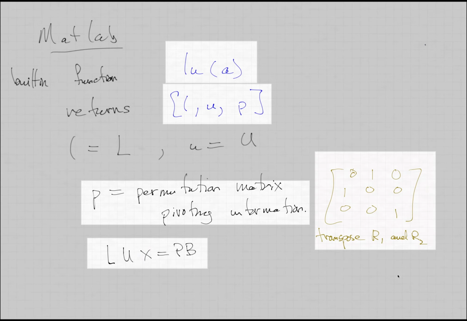By the way, a permutation matrix looks kind of like this. It's like an identity matrix where the rows have been permuted. They're in different orders. So, for example, this permutation matrix, if you multiply it times a vector on its right, would have the effect of simply reversing the first and second entries. It just reverses row 1 and row 2. So that's what a permutation matrix looks like: just an identity matrix with scrambled rows, and it just changes the order of the entries in the vector you multiply it by. Okay, now let me turn to MATLAB.